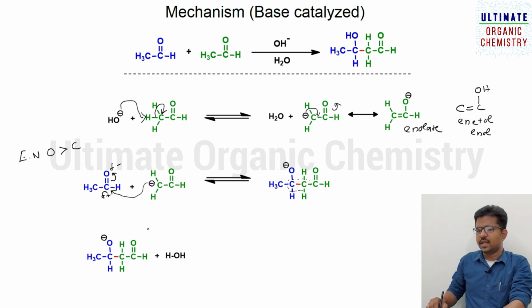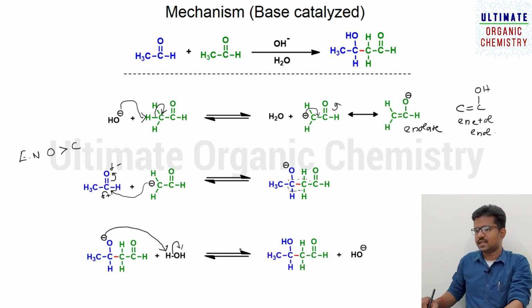For this purpose, it will react with a water molecule. Water is a protic solvent, that means it is a very good H plus donor. So this O minus abstracts this hydrogen atom, and this electron will move towards the oxygen atom. As a result, it forms the corresponding beta hydroxy aldehyde, and this base is regenerated and will be utilized in the further step. So this is about the mechanism of the base catalyzed aldol reaction.